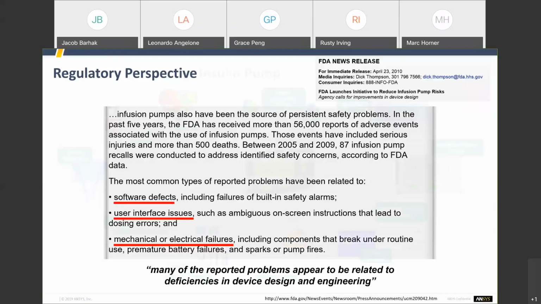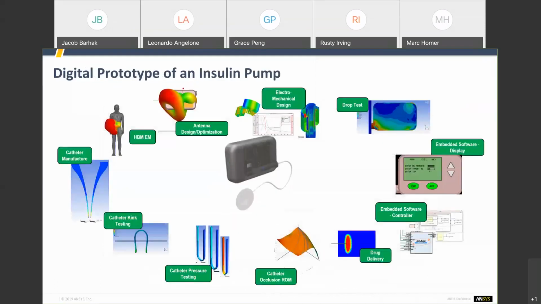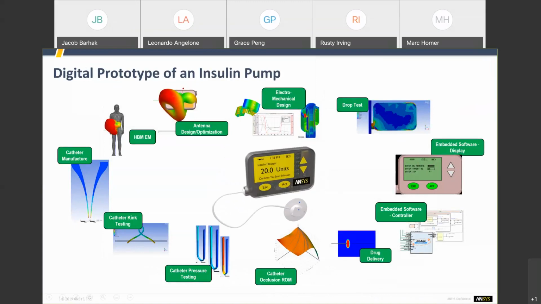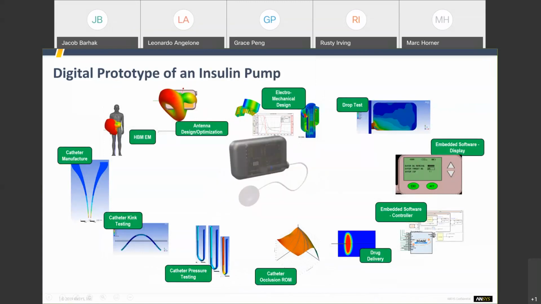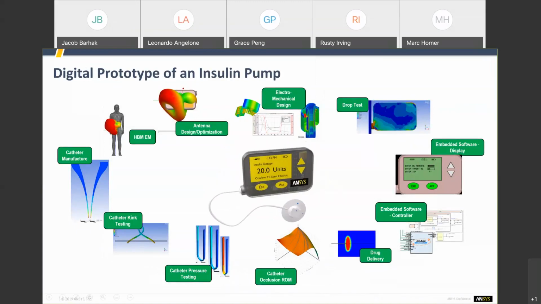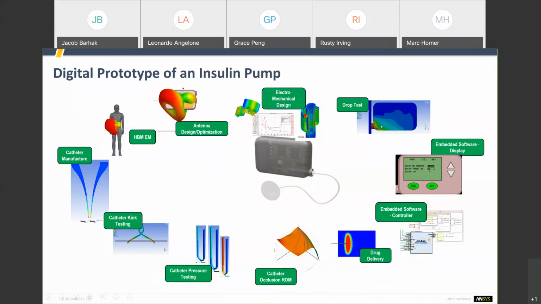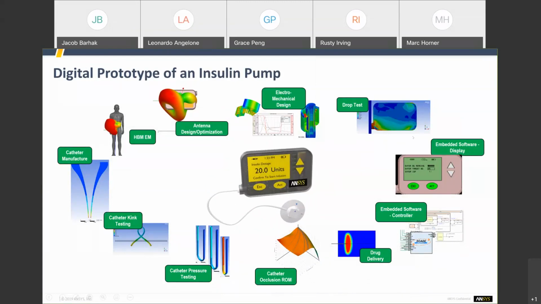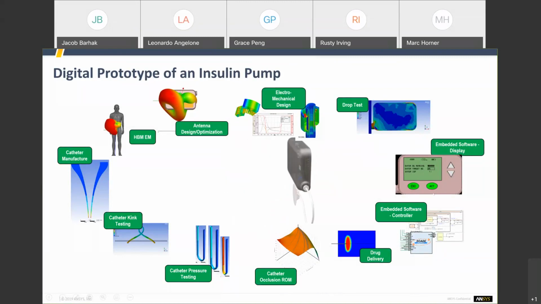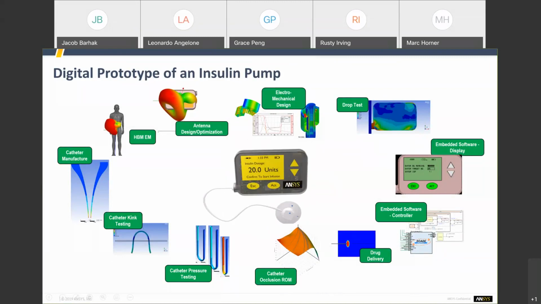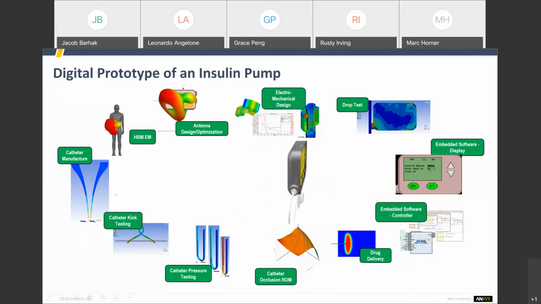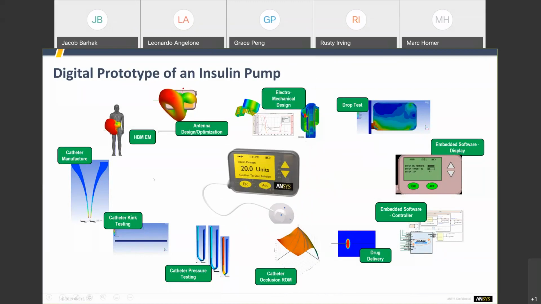this century. Now, one thing we could do is look at all the different individual elements of an insulin pump, ranging from the antenna design to the motors. We could do drop testing to ensure they don't break when you drop them. We could optimize the embedded software for the display as well as the controller. We can even go very deep into things like the drug delivery element of it.